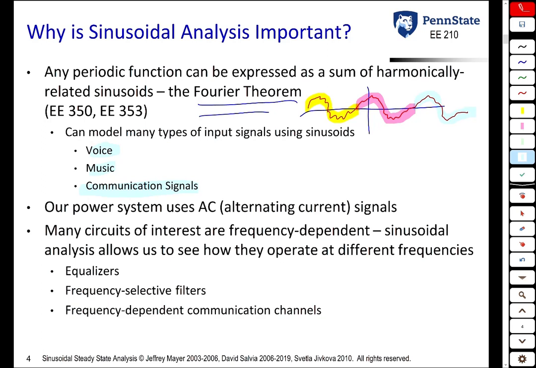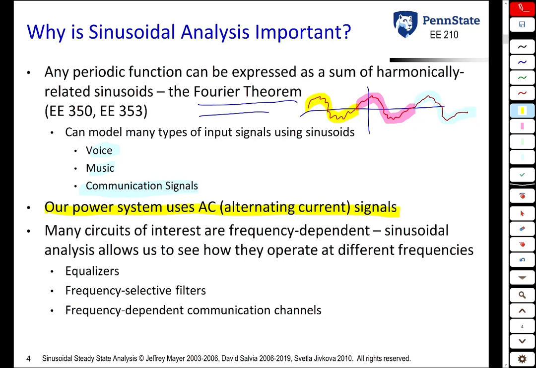Another reason why it's important: our power system is not a DC power system. The signal coming out of our outlets is not a constant DC voltage. It is a sinusoidal voltage. And so because our power systems use AC signals, it's important to understand how circuits will be affected by those.